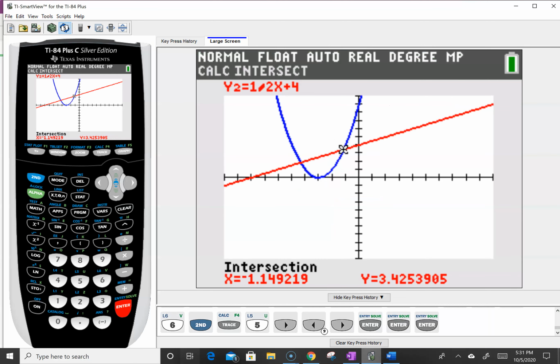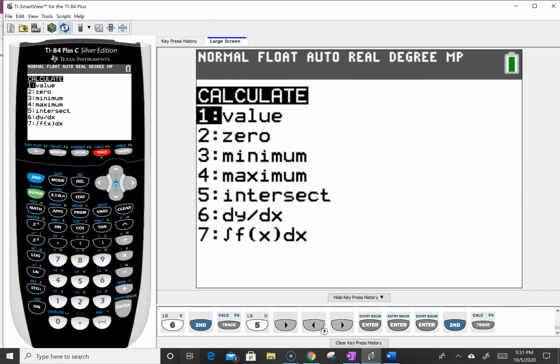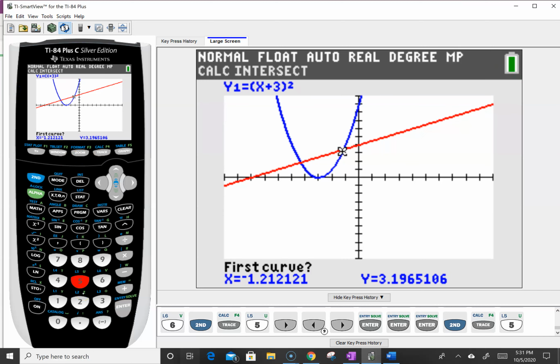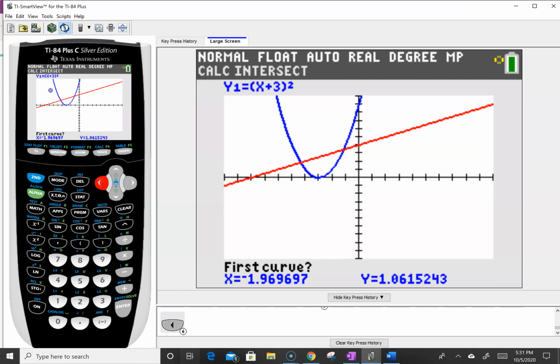So now I'm going to go back and do another calculation. So I hit second, calculate. I want option 5. And now I'm going to move my cursor over and get it really close. It's pretty good. Hit enter 3 times. Once for the blue, once for the red, once for the guess. And now it tells me again. And now I know my answer is negative 4.35.